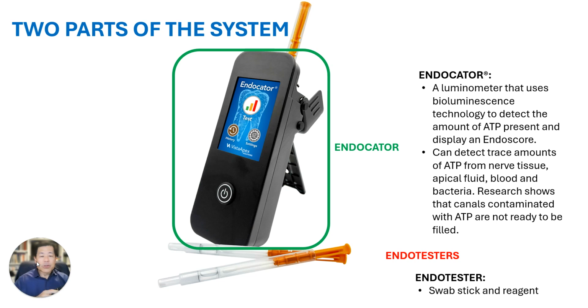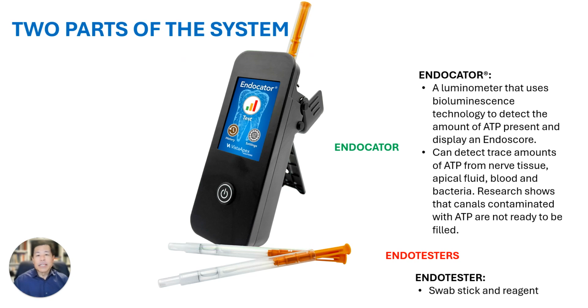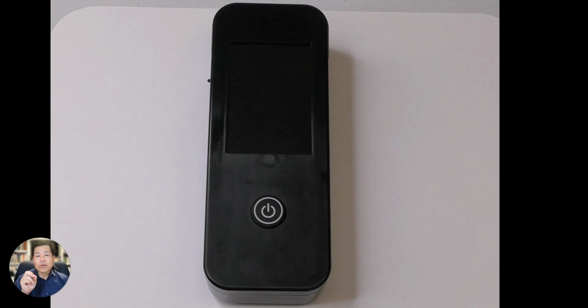We go in, we use our procedural protocols I mentioned before. We file, we irrigate, we activate, we dry, we get everything as clean as we can, and then we use the Endocator to determine how clean we really have the canal system. And if we look at the quantified number from our Endocator and we don't have the canal system cleaned out, then we go back in with either instrumentation or irrigation, and we work until our endo score goes down.